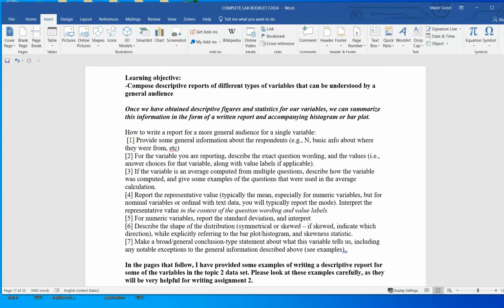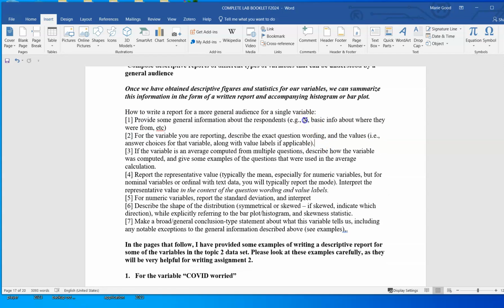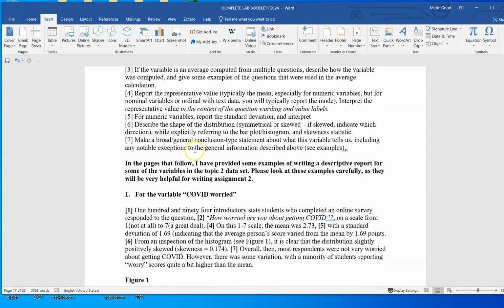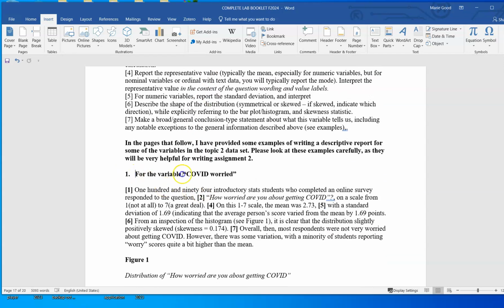Okay, so the first thing you're going to do when you provide a written report of a variable is you give some general information about the respondents. So N, right, how many people there were, and some basic information about where they were from, etc. And to show what that looks like in an example variable, this is the variable COVID worried.